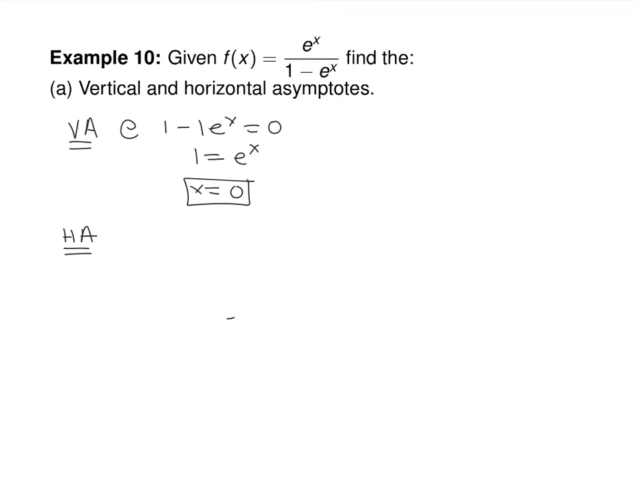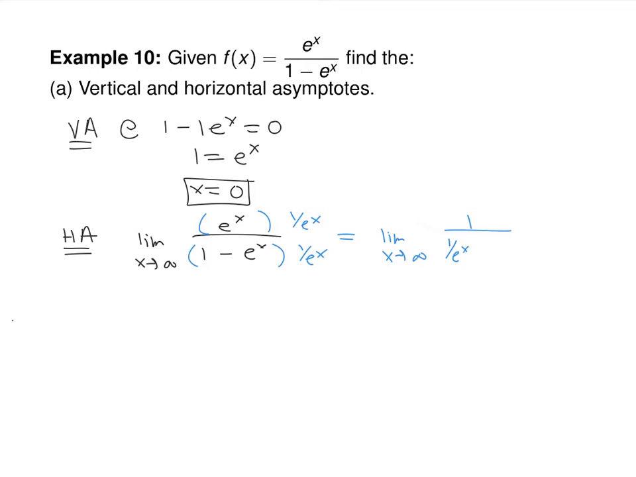How would you find the HA? Limit as x goes to infinity of this thing. And we had one like that on your test, I believe, right? You had to multiply by 1 over e to the x, 1 over e to the x. That was the limit as x went to infinity of 1 over e to the x minus 1, which is negative 1. So y equals negative 1.